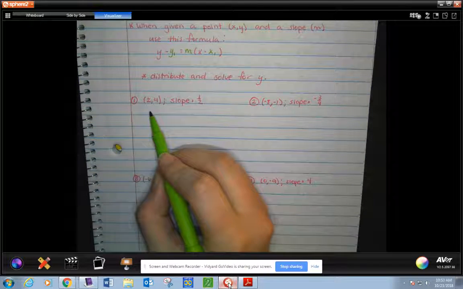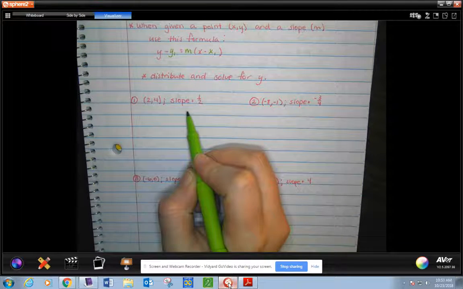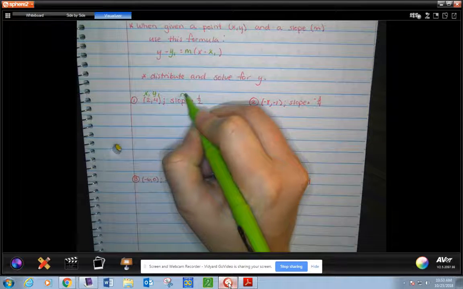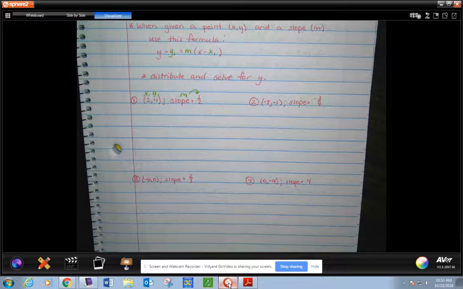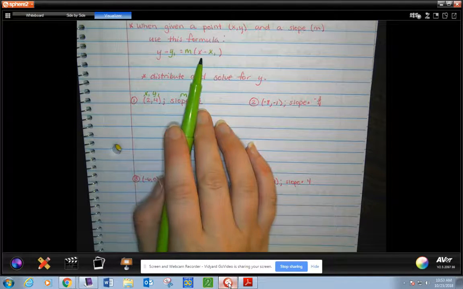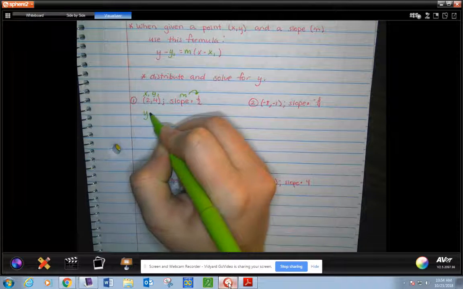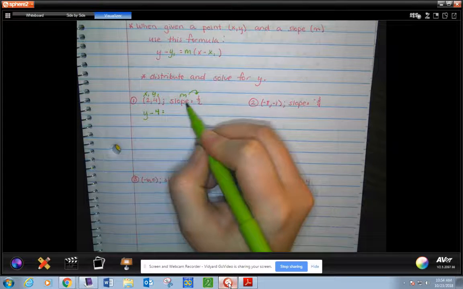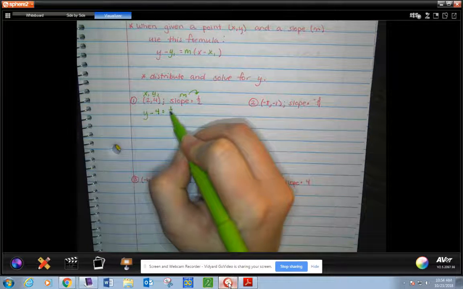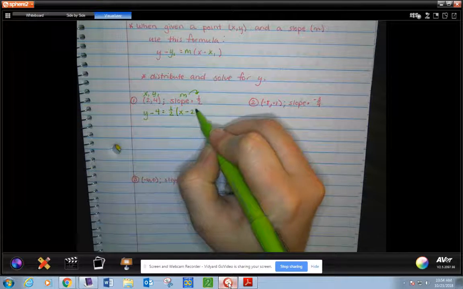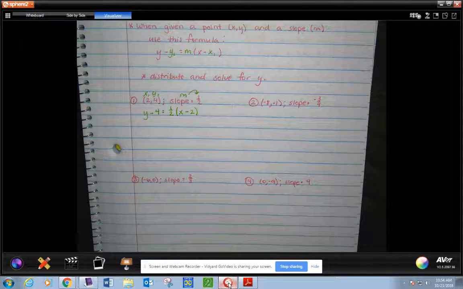For my first problem, I have the point (2, 4), and the slope is 1/2. I'm going to label this as my x1 and my y1, and slope just stands for m. Now that I know what x1, y1, and m are, I'm going to plug into the formula. We're going to keep y minus, and y1 is 4, equals slope m, which is 1/2, times x minus, and x1 is 2. Once you have that plugged in, all you have to do is distribute and get y by itself.